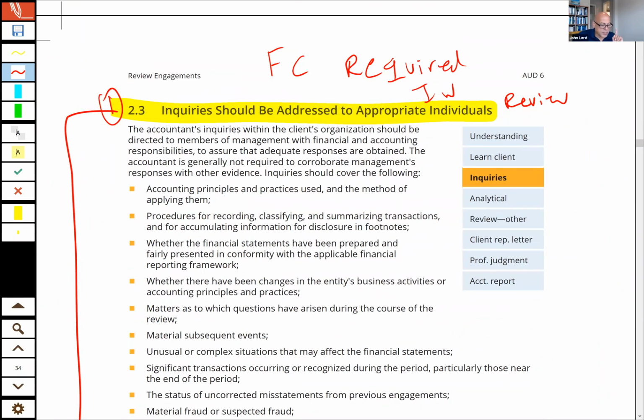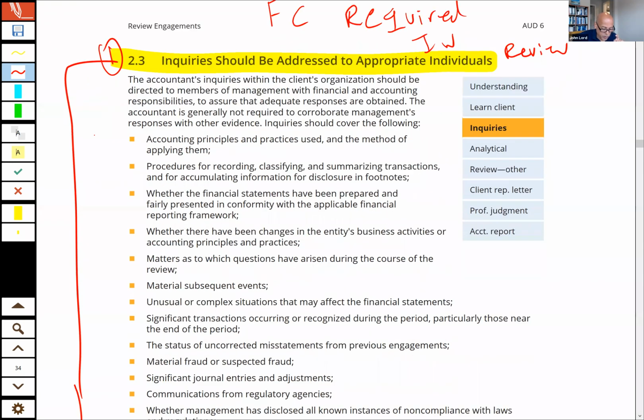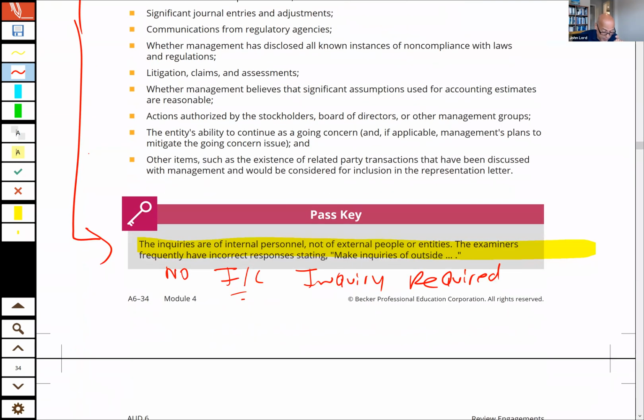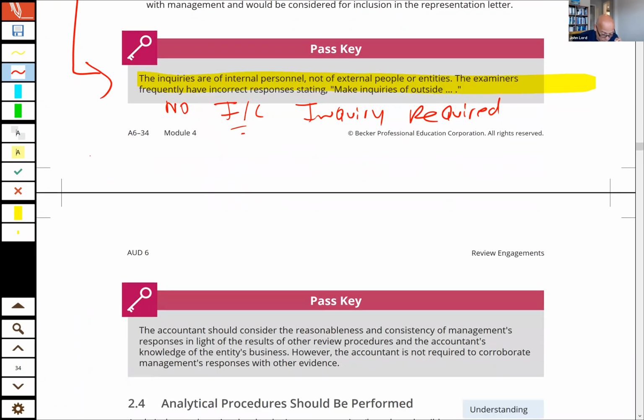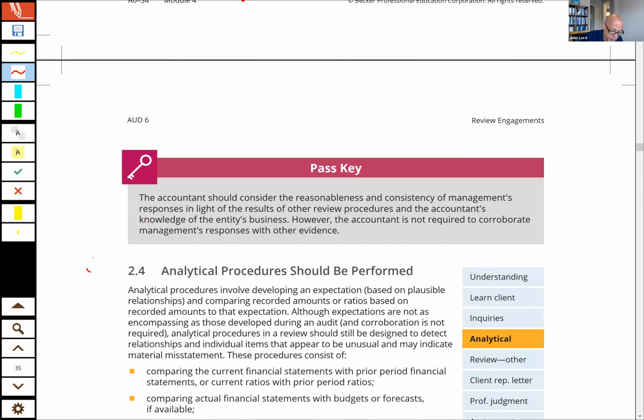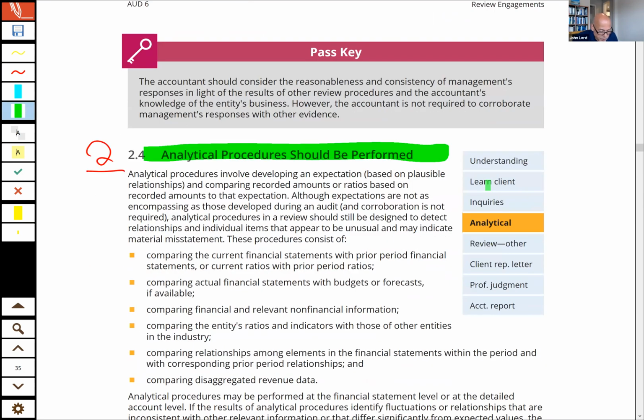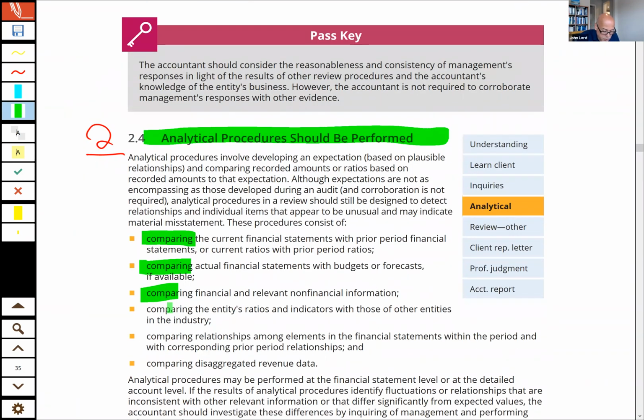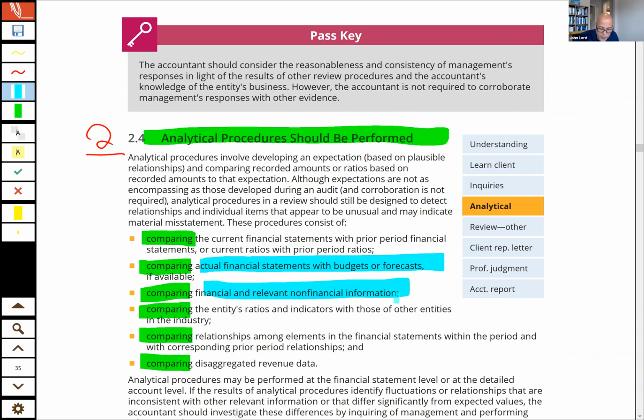Okay. The second thing that is required, we're in the required flashcard, is going to be analytical procedures. Now we know that analytical procedures are essentially what? Comparisons, aren't they? Okay. So what are we going to compare? We're going to compare the actual statements to budgets, financial to non-financial information.